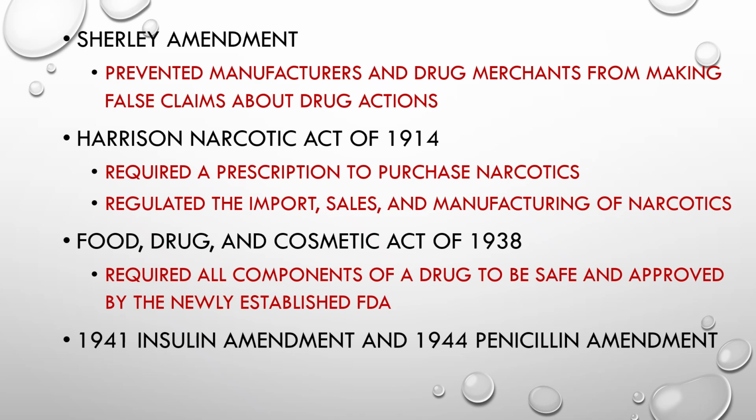Then in 1941, we had the Insulin Amendment, and then in 1944, the Penicillin Amendment. Both of these just required testing for potency, which is the lowest dose that can be used in order to be effective. So how much do you need to take, so that the dosing was being monitored, and also the purity.